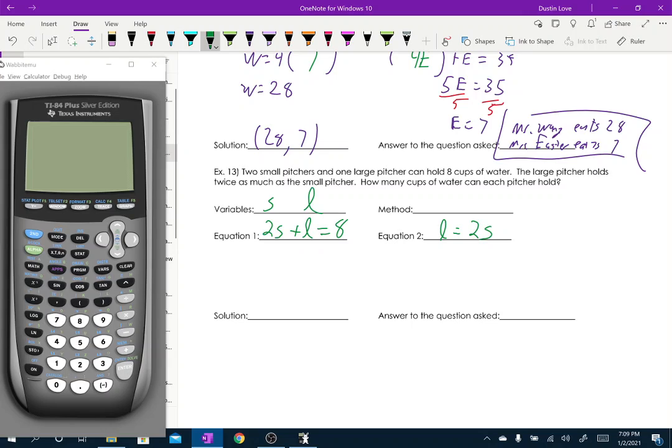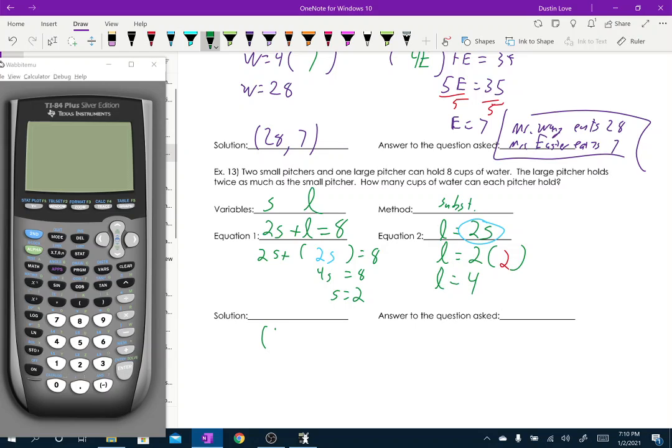Again, one standard and one slope intercept. That means I'm going to have a substitution problem. Okay, so we're going to write here 2S plus L equals 8. But instead of L, I'm going to substitute in my 2S. So 2S plus 2S gives me 4S equals 8. Divide that by 4 gives me S equals 2. Now, I'm going to substitute back in over here. L equals 2 times, here S is 2. So my large pitcher, L equals 4.